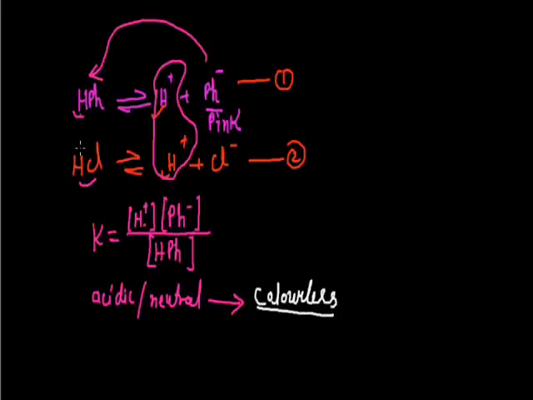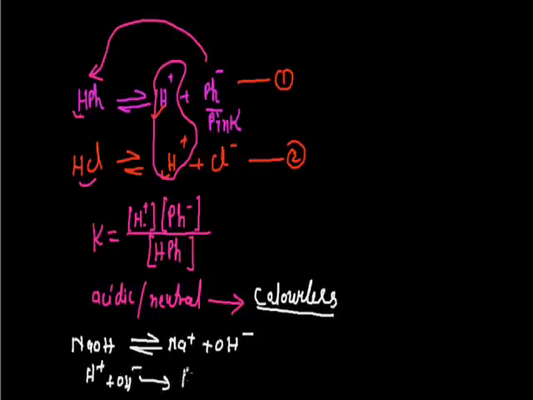But when we are taking a basic medium, then what happens? If we are taking NaOH in place of HCl, NaOH is colorless, it is ionized and gives Na+ and OH-. Now OH-, which is obtained from NaOH, combines with the H+ which is obtained from phenolphthalein, and this H+ and OH- form H2O, which is almost non-ionized.